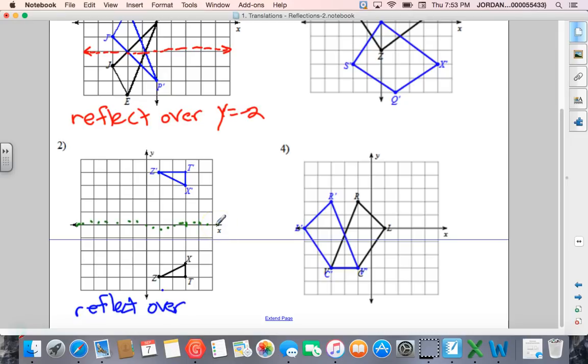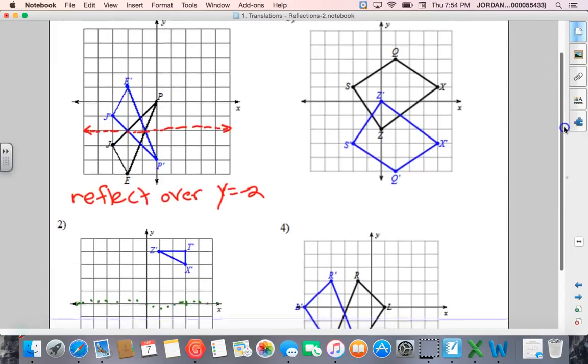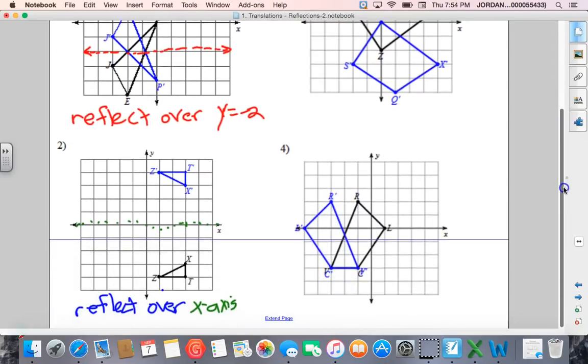That line, as you can see, is our x-axis. So we don't need to say y equals something. We can just say reflect over the x-axis. Anytime it's reflecting over the x-axis or the y-axis, you can just say reflect over the x-axis or reflect over the y-axis. But if it's one of these other lines, then you're going to have to say y equals a number or x equals a number. So I'm going to pause it and let you practice doing this with problem 3 and problem 4. All right, good luck.